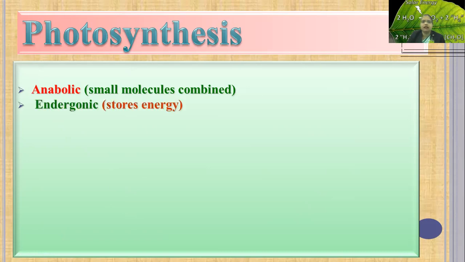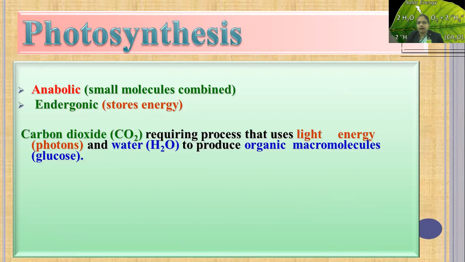Also, photosynthesis is an endergonic process. It is known as the endergonic process because it stores energy; a chemical reaction that requires the absorption of energy is known as an endergonic reaction. It requires carbon dioxide and uses light, light energy meaning the photons, and water to produce organic macromolecules, that is the food, glucose.